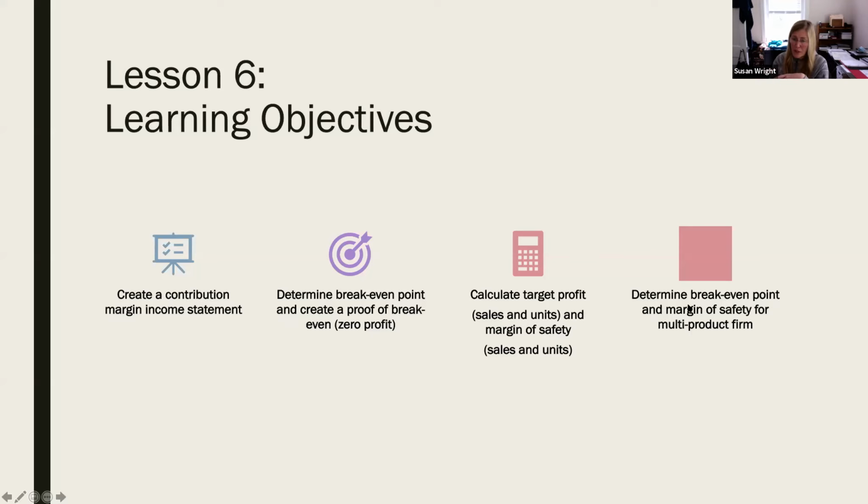And then I want to also talk to you about determining break-even point and margin of safety for a multi-product firm. So I'm going to start you off by just looking at one product, so it's real simple. And then I'm going to finish up talking to you about multiple products, because our coffee shop does sell multiple items. They sell beans, they sell cups of coffee, they sell baked items, they sell other things. So you got to be able to take these formulas that you're working with here and extrapolate them for a multi-product firm. Okay.